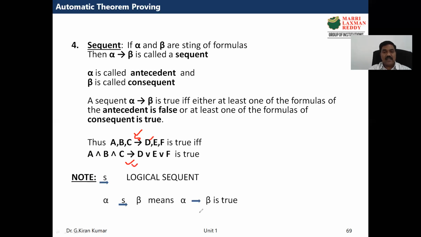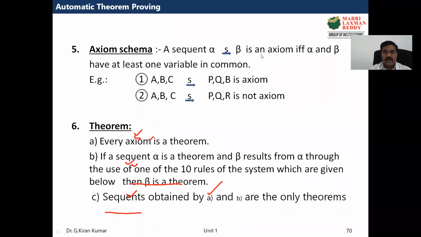Then the next one is logical sequent. What is the difference between logical sequent and sequent? So we say that alpha is logically sequent to beta if alpha to beta is true. So if this is true, then we call this a logical sequent. Okay. Now let us see some more terms. Next one is axiom.